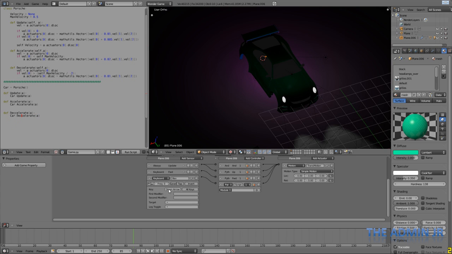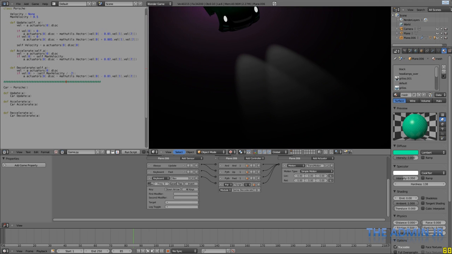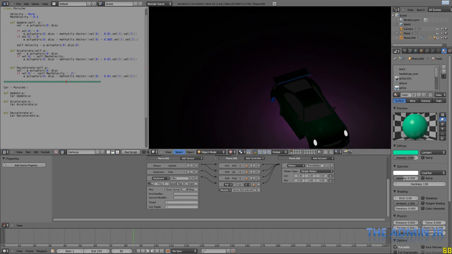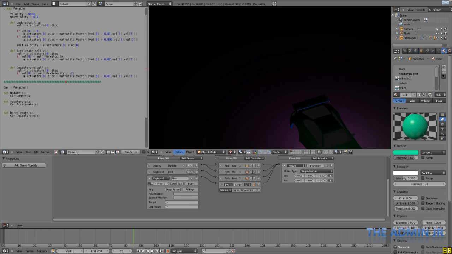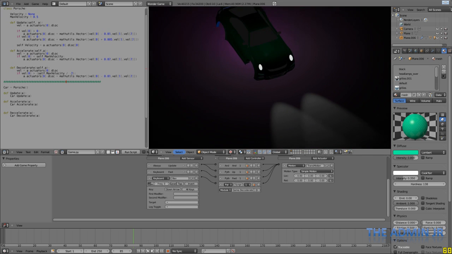And that's going to, of course, be bound to the down arrow, and the module is going to be game.decelerate. That looks about it. Oh, and this is every time. Sorry, activate the true level triggering. Much better.